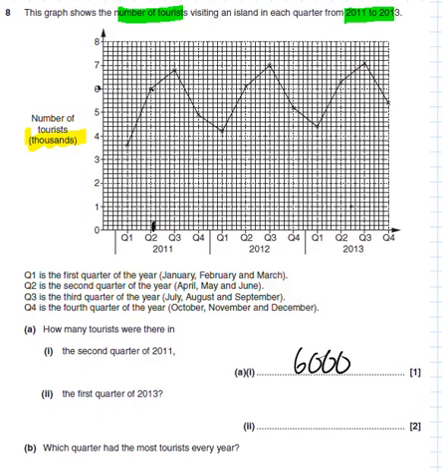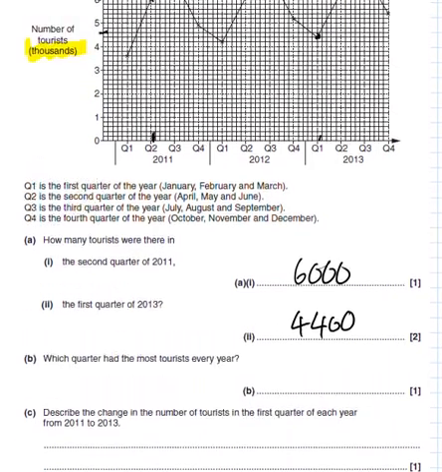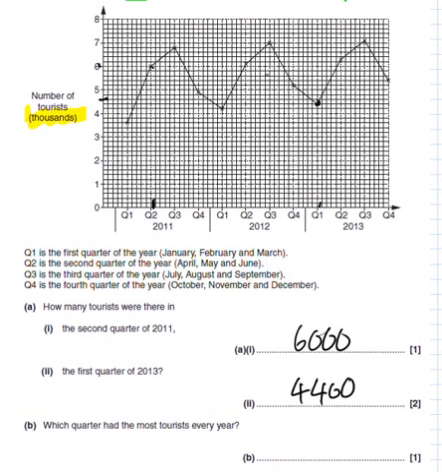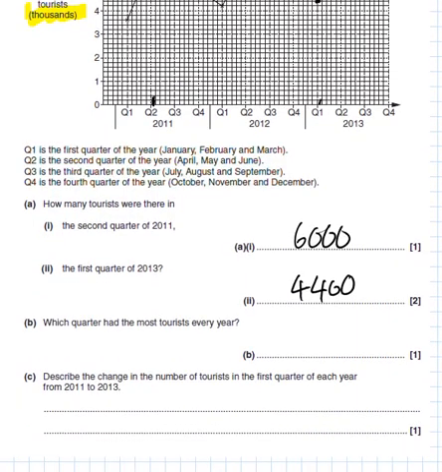The first quarter of 2013 is here. So we're looking across. Now we've got to read that a bit more carefully. It's 2 squares into it, and each square is worth 0.2. So it's 4,400 tourists. Which quarter has the most tourists every year? So which quarter generally, you can sort of see here, here and here. But generally it was Q3.